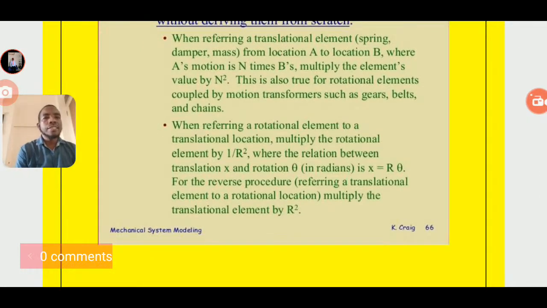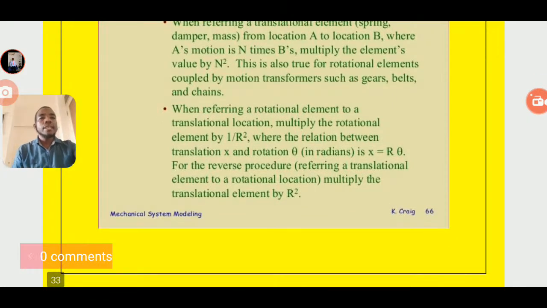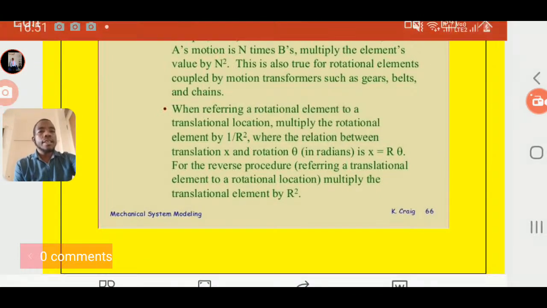When referring the translational elements, that means the spring, damper, and the mass, which are the translational basic elements: the mass, the spring, and the friction or damper. When referring the translational elements from location A to location B, where A's motion is n times B's, multiply the element's value by n square. This is also true for the rotational elements.